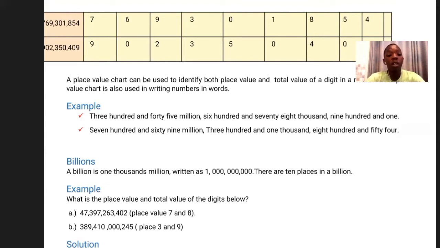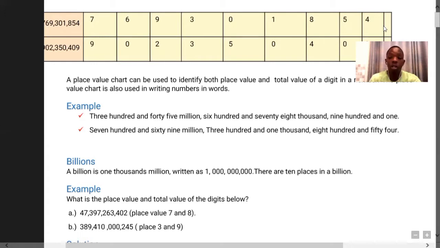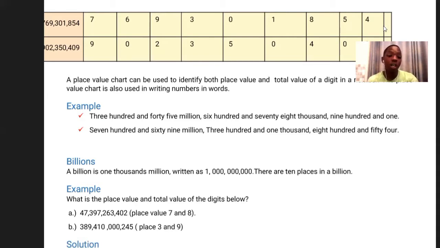A place value chart can be used to identify both place value and total value, as I've just explained. So these are the notes. Please write this down. Get your pen ready and write this down. A place value chart can be used to identify both place value and total value of a digit in a number. The place value chart is also used in writing numbers in words.